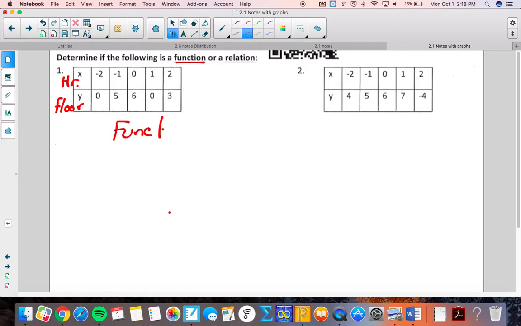So this is a function, because a function has only one output for every single input. So now when I label x's hours and y's floor or height, I know where I'm supposed to be this whole time. Yes. Good. This is also a function.